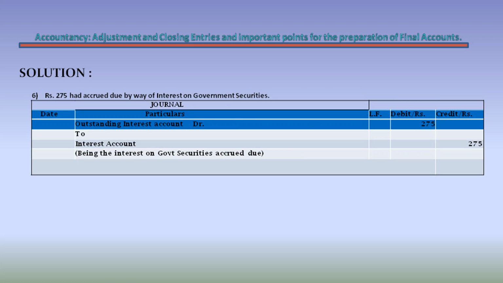Sixth, rupees 275 had accrued due by way of interest on government securities. For this we need to pass this adjustment entry. Outstanding interest account debtor to interest account 275, being the interest on government securities accrued due.